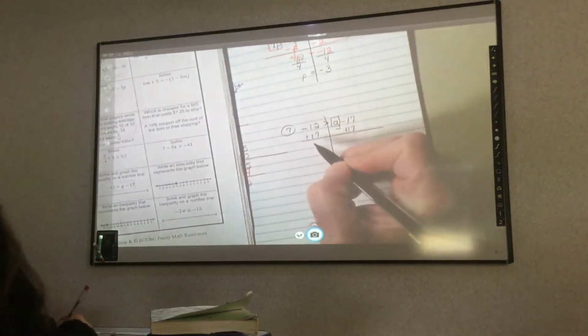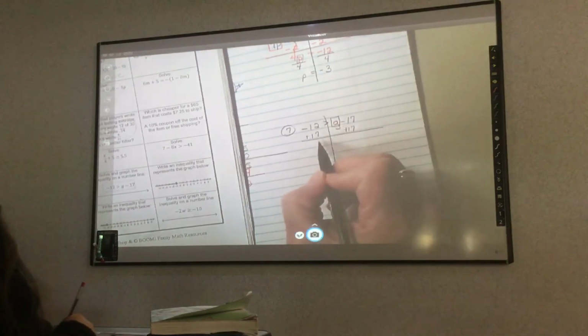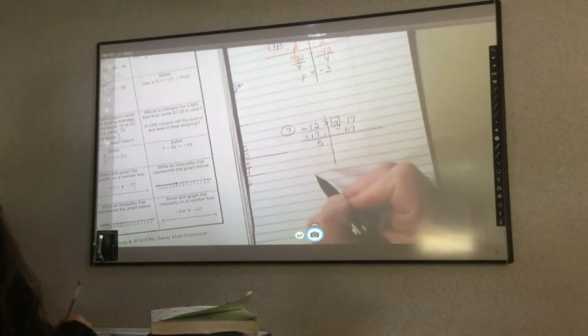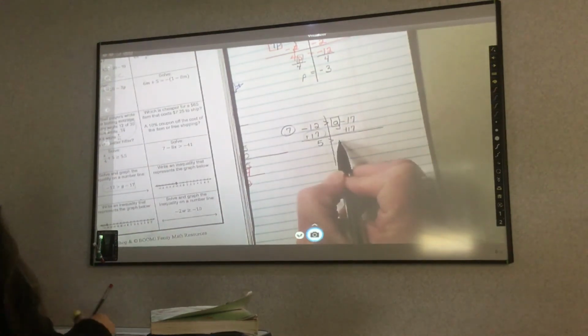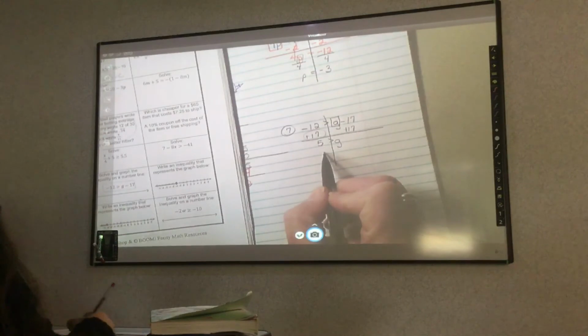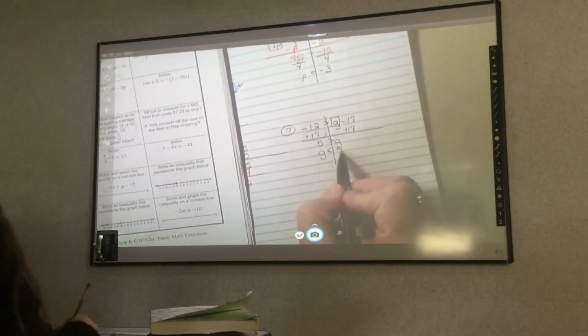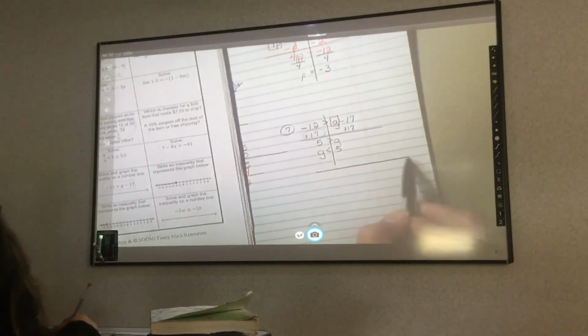If one's negative and one's positive, so 17 minus 12 is 5. Keep the sign of the bigger number, and the bigger number is positive, so it stays positive. So 5 is greater than g, or I'm going to rewrite it, g is less than 5. Then it says to graph it, so I'm going to make a number line.